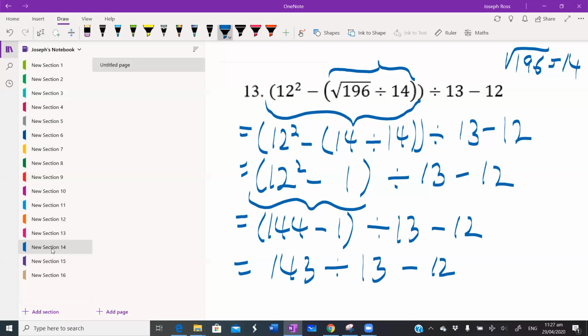Okay, so we don't have any brackets anymore, don't have any exponents anymore. Do we have division or multiplication? Yes, we do, so we need to do the division first. 143 divided by 13, which gives you 11. So we've got 11 minus 12, and the final answer there is -1.